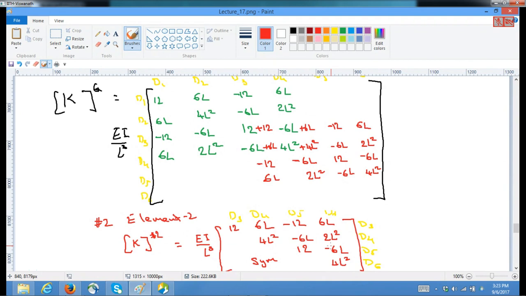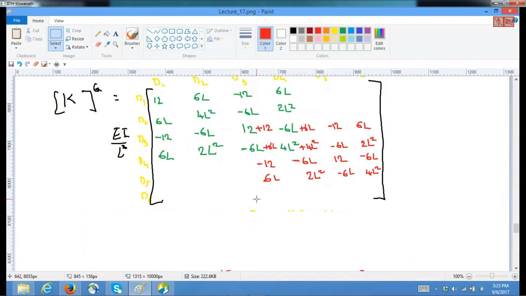Again, by symmetry, this is 6L. This is here. Then 2L square, which would be here, minus 6L, which will be here, and 4L square, which is here, will all come and sit here. So then I can simplify it now. Because this is not required, I will delete it.